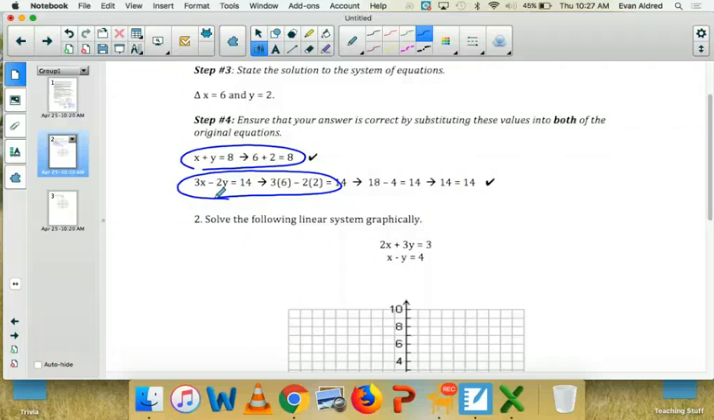In the next one, we plug 6 in for x, so we get 3 multiplied by 6, minus 2 multiplied by 2 should equal 14. 18 minus 4 equals 14. 14 equals 14. So it checks out, and that's what you want to have happen.